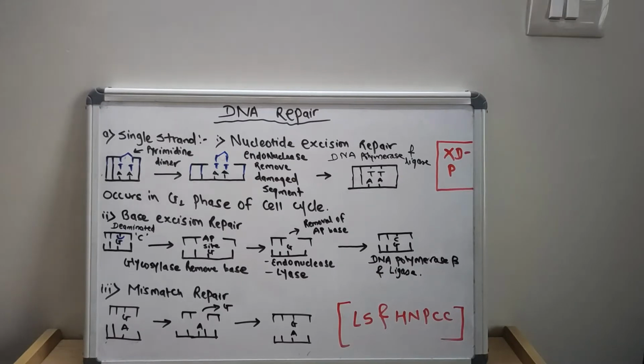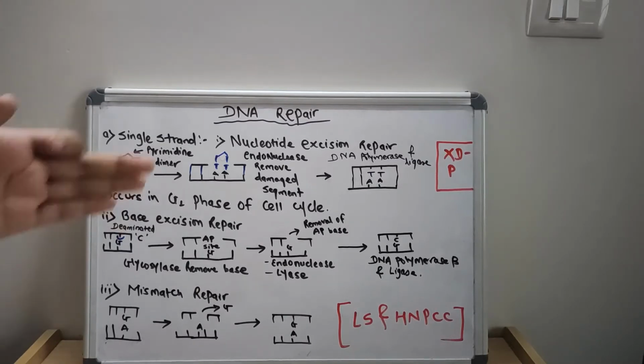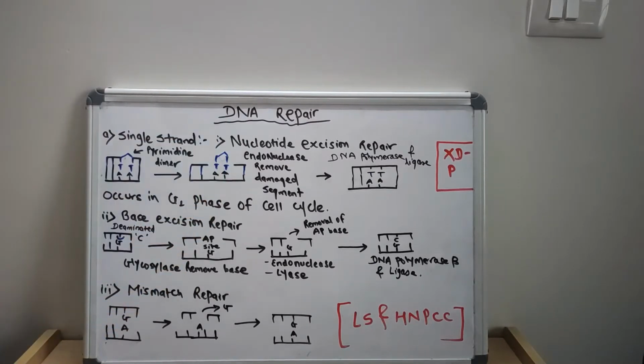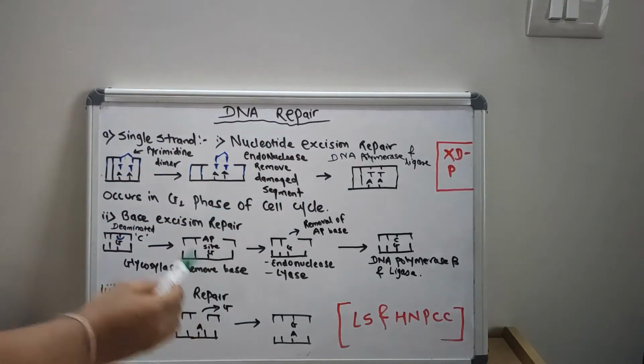As I have said earlier, there are two types of DNA repair. One is single stranded repair and another is double stranded repair. So now let us talk about single stranded repair. In single stranded repair, there are three types: nucleotide excision repair, base excision repair, and mismatch repair.